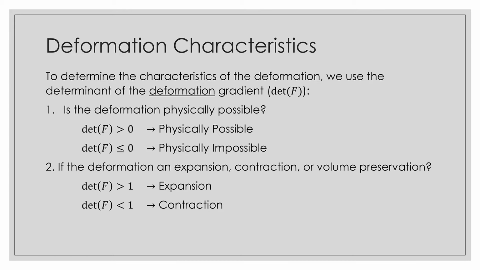If our determinant is less than 1, it means that there's a contraction because, again, our ratio of volumes is less than 1. It means our new volume is less than the original volume. Or finally, our determinant of F is equal to 1. So this means that our volume after deformation is exactly the same as our volume before deformation.